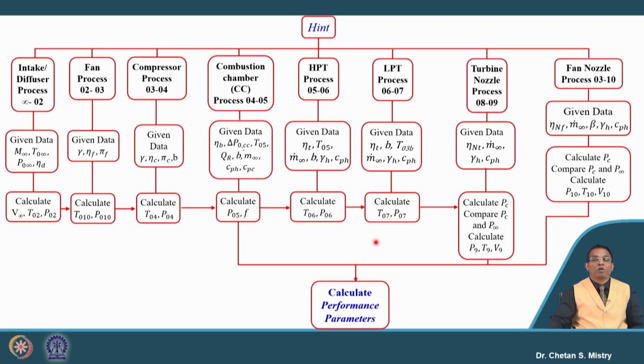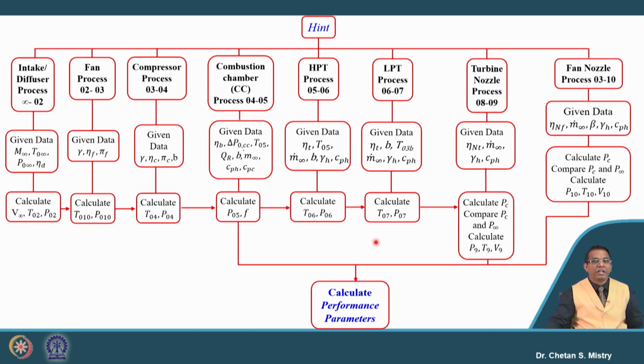We will be doing the calculation for the critical pressure ratio for nozzle design or nozzle calculation, where we will be calculating exit static pressure and exit static temperature, and we will be calculating the velocities from the turbine nozzle as well as from the fan nozzle. And from there we can calculate our performance parameters.